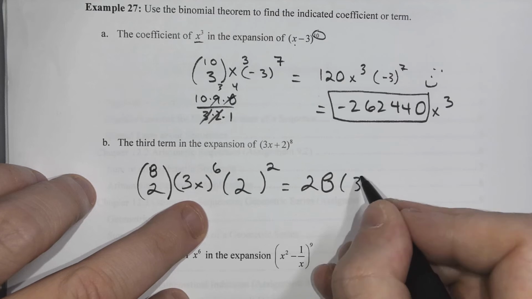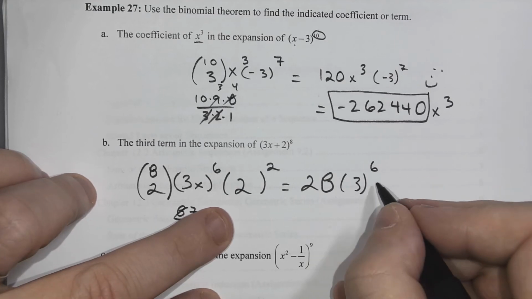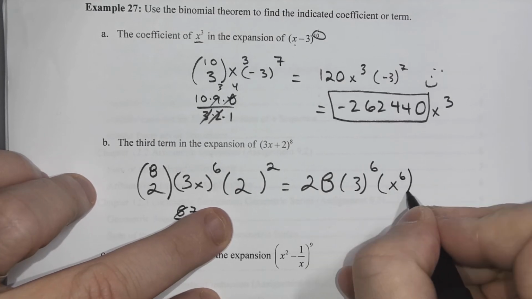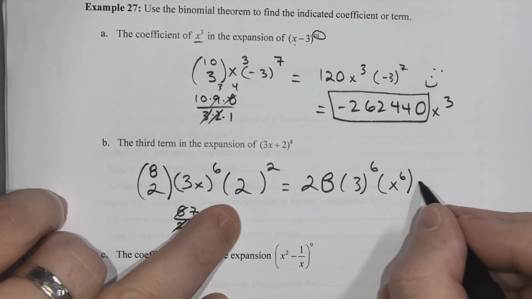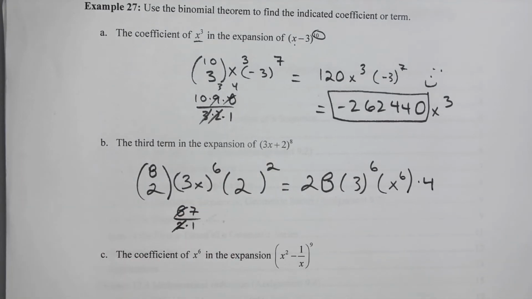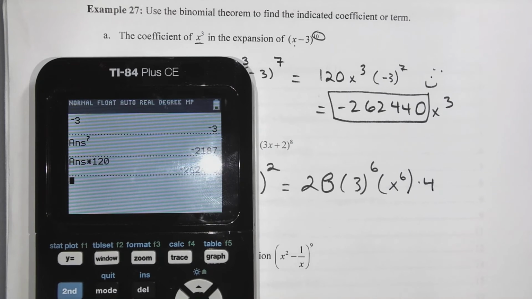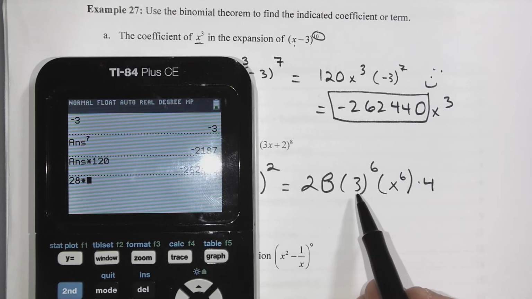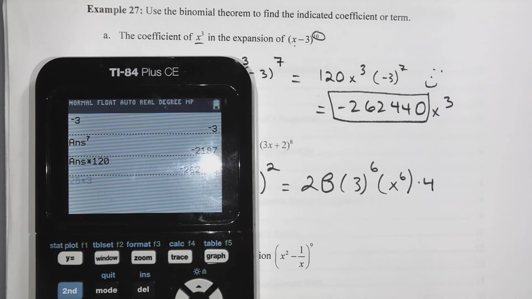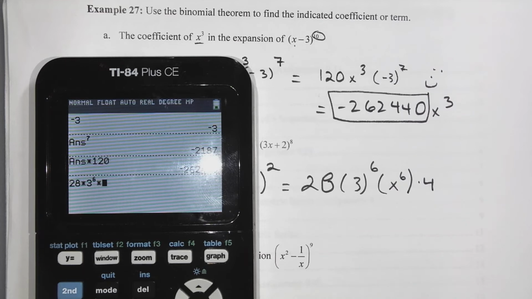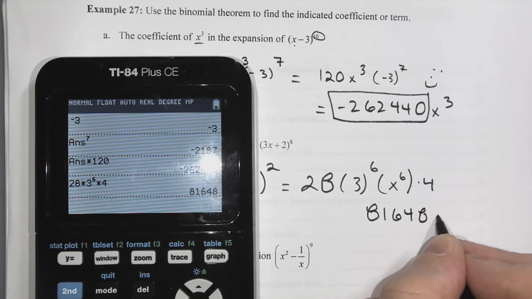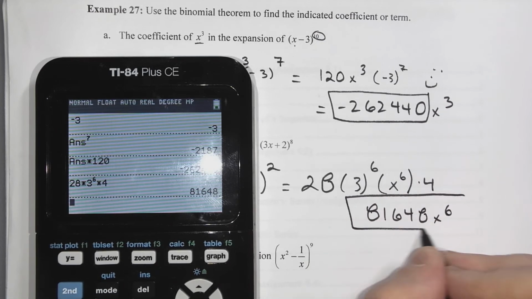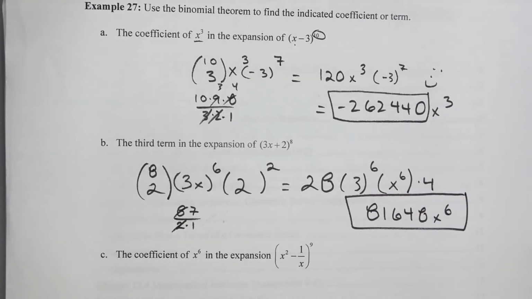3 to the 6th, x to the 6th, and then a 2 squared, which is 4. So again, the numbers are getting big, so I'll just do this out. 28 times 3 to the 6th times the 4, 81648, and that's x to the 6th power. And that would be the third term.